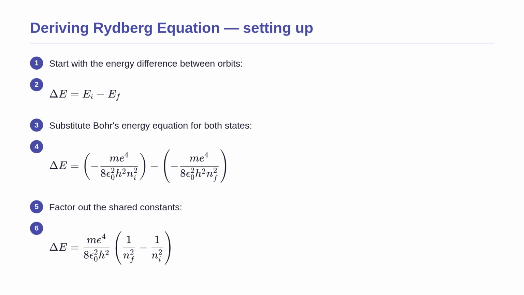This chunk of the proof establishes the foundation using the law of conservation of energy. The energy of the emitted photon is exactly equal to the difference between the initial higher energy level and the final lower energy level. We substitute Bohr's full mathematical definition for both states. The two negative signs on the second term cancel out to become a positive. We then factor out all the shared physical constants to isolate the changing orbit numbers, setting up our next step.